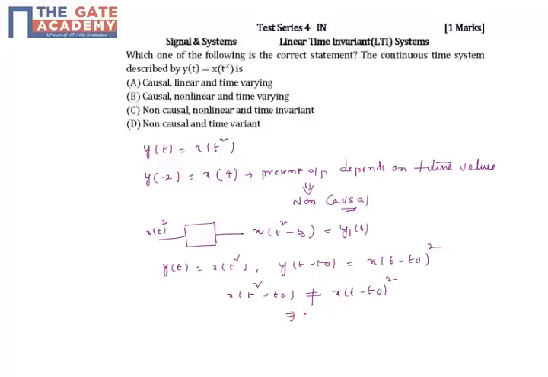This means it is a time varying system. So you can check the options. Non-causal and time variant is there. So the answer is found, no need to go for checking the linearity of it.